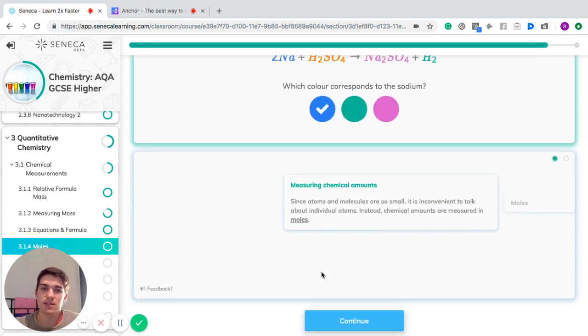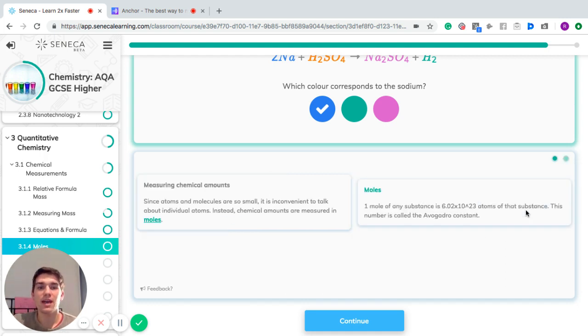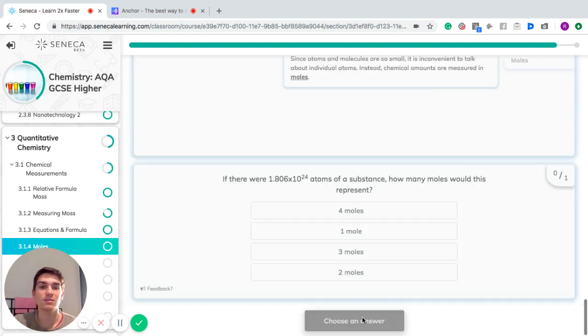Since atoms and molecules are so small, it's inconvenient to talk about them as individual atoms. So instead, chemical amounts are measured in moles. Now, a mole of any substance is 6.02 times 10 to the power of 23 atoms of that substance. And remember what that's called. It's called Avogadro's constant, not to be confused with avocado's constant, which is something very different.